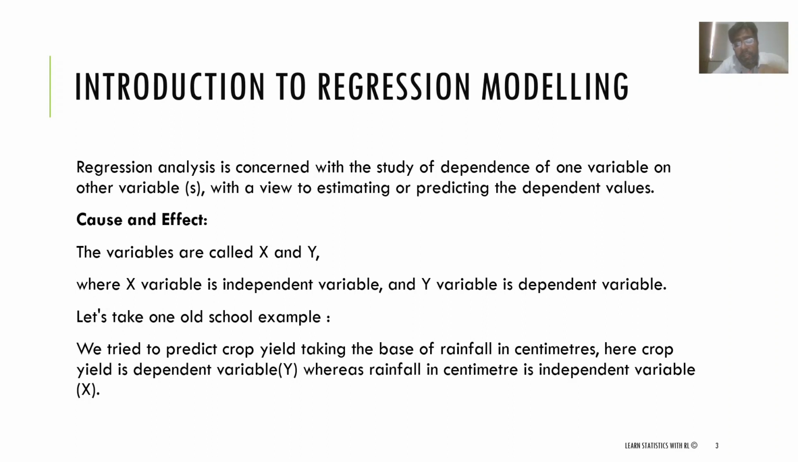Now let's discuss something more advanced by taking an old school example. If on one scale I have the crop yield and on the other I have the rainfall in centimeters, then in cross section data, the more the rainfall, the more the crop yield would be, whereas the less the rainfall, the less the crop yield would be. So here you can say the rainfall is the independent variable, whereas the crop yield is considered the dependent variable.